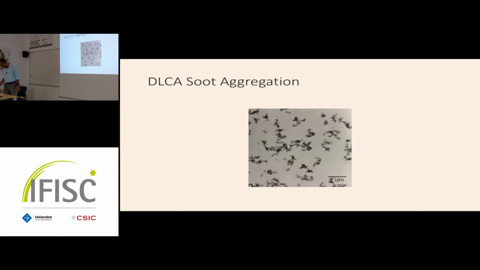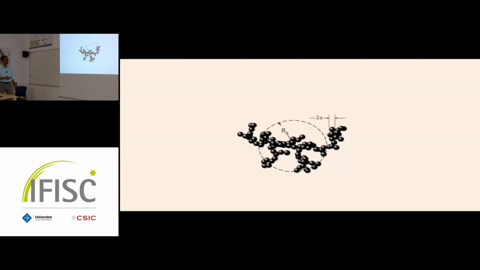Then, okay, so this will be a typical way to describe it, is that this is your cluster, and now you draw the sphere around it, and you define a radius of gyration. You guys know what that is. And 2a will be the size of this monomer. So a is the radius of this monomer. So this is a typical cluster that shows up in a cluster aggregation.